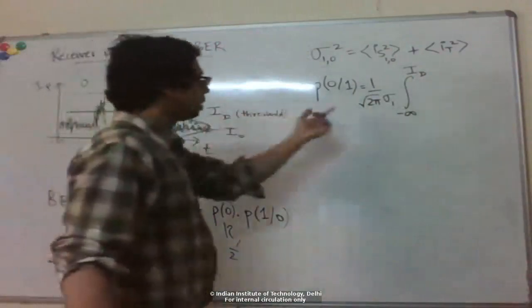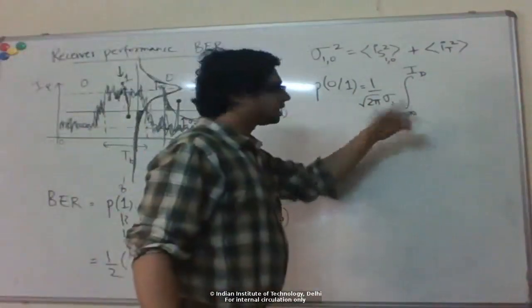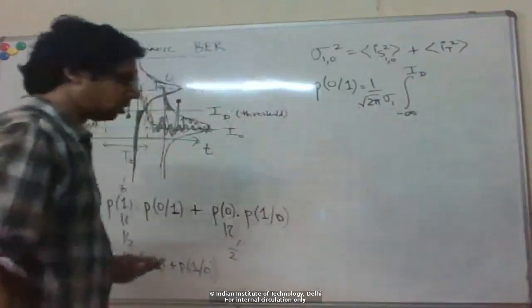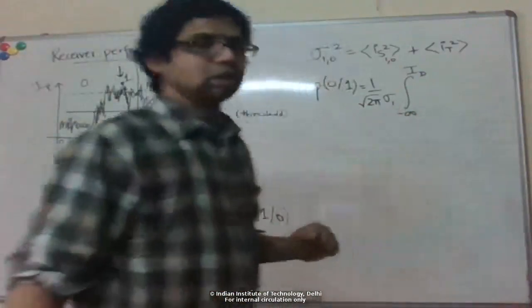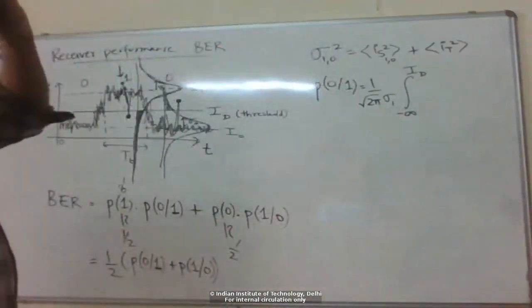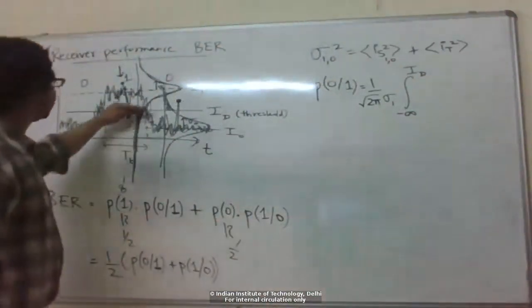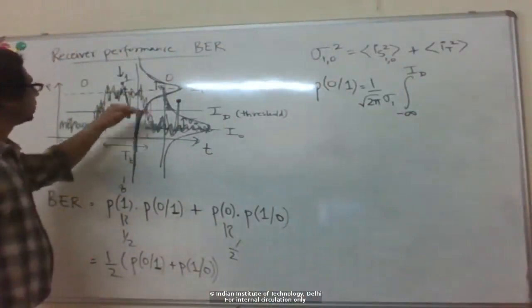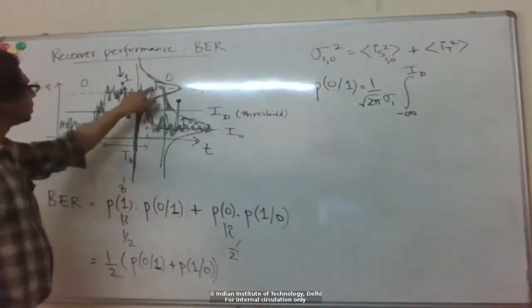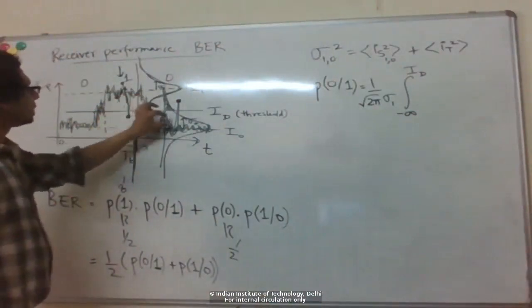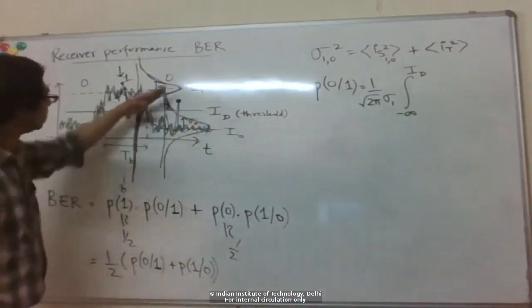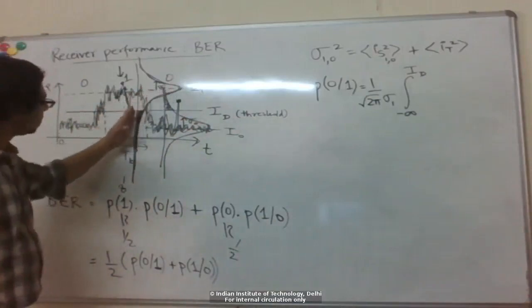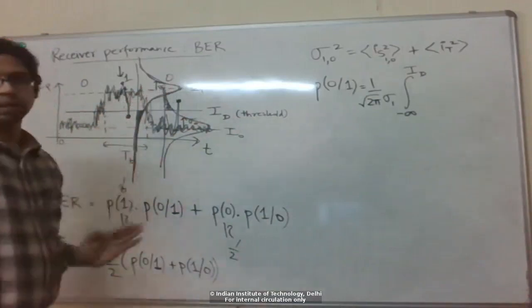But this minus infinity is technically an approximation. It should start from 0, but the error is small enough if ID is sufficiently above 0, or in other words, if sigma 1 and sigma 0 are much smaller than ID, so that the distribution has come down basically to 0 by the time it crosses.